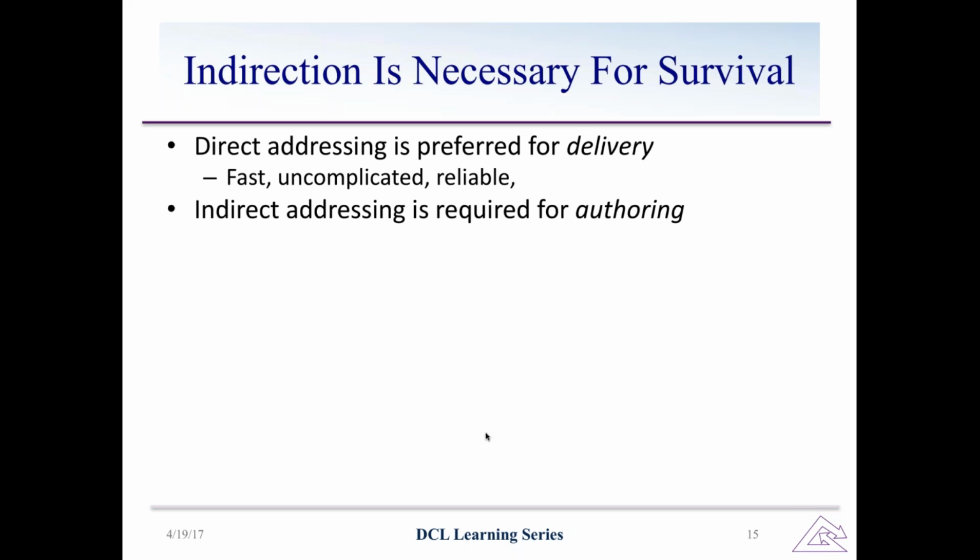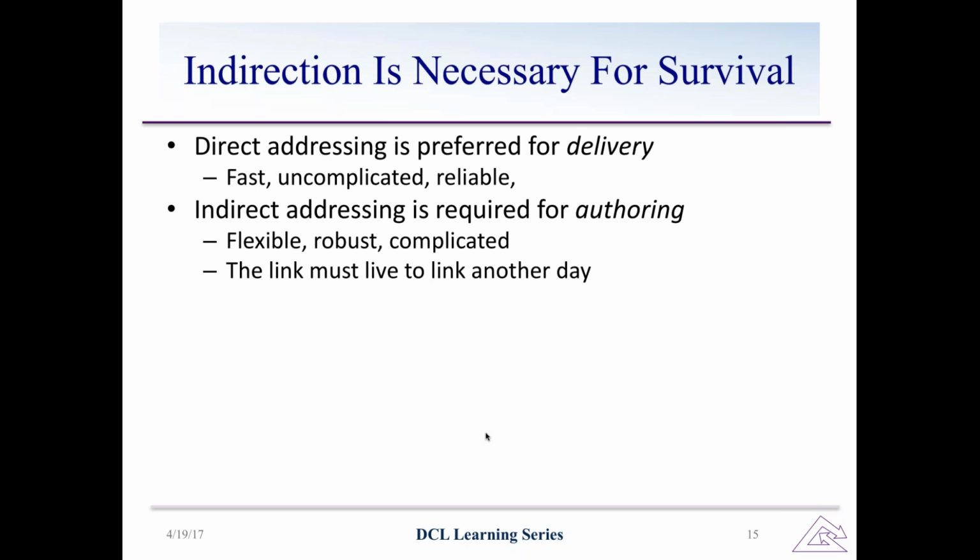Indirect addressing is required for authoring. This is a distinction that I think a lot of people, especially in the web community, but even in the technical documentation community, don't fully appreciate: that there's a fundamental difference in requirement between addressing as used for delivery and addressing as used for authoring. In an authoring context, indirect addressing is required. It's flexible and it's robust, but it's complicated. Anybody who's tried to work with DITA keys understands that it is both flexible and complicated. And that's the nature of the beast.